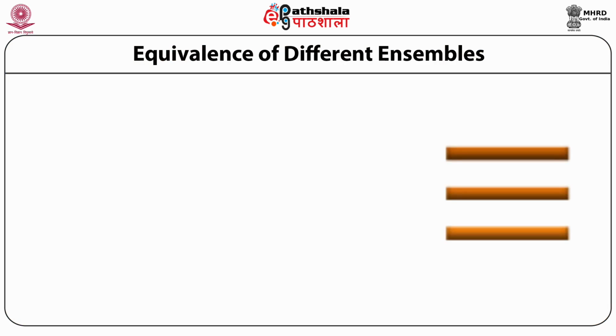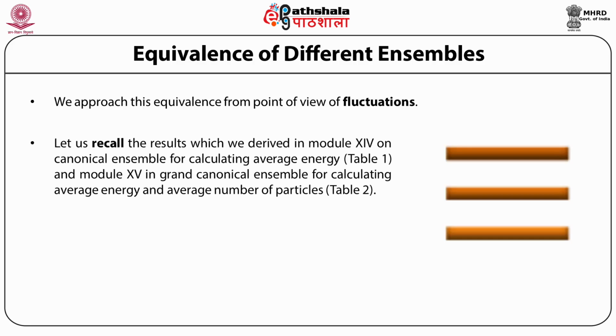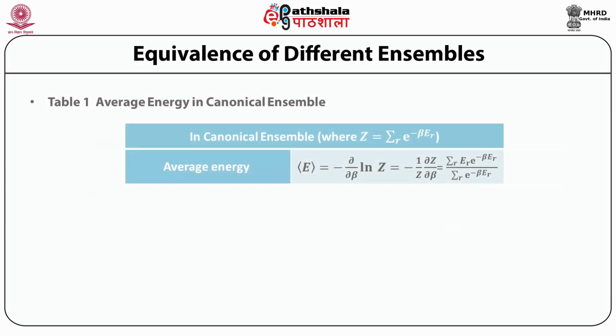Equivalence of different ensembles. We approach this equivalence from the point of view of fluctuations. Let us recall the results which we derived in module 14 on canonical ensemble for calculating average energy, as given in table 1, and module 15 in grand canonical ensemble for calculating average energy and average number of particles, given in table 2. Let us have a look at these tables.